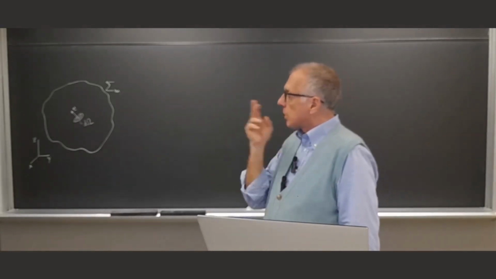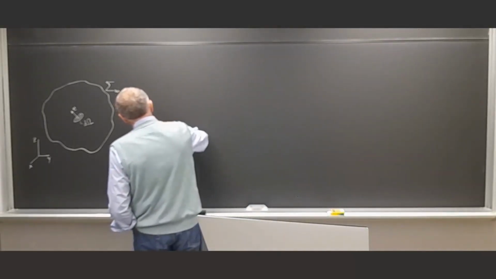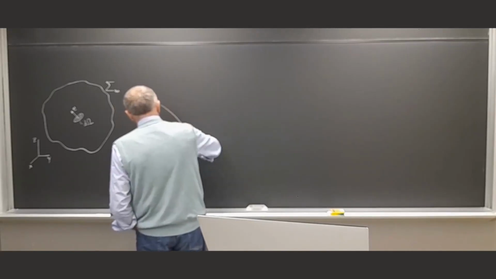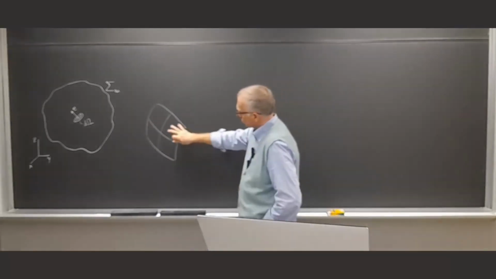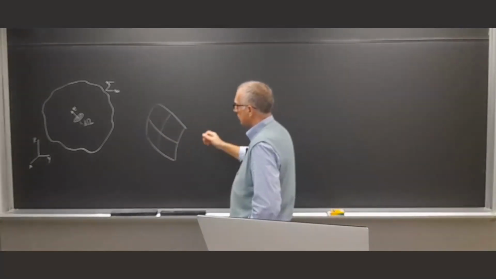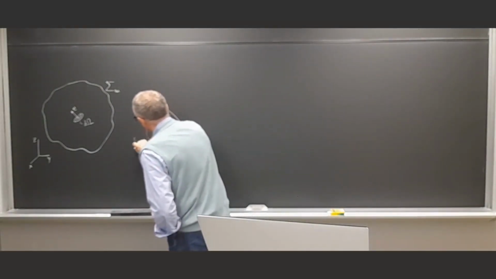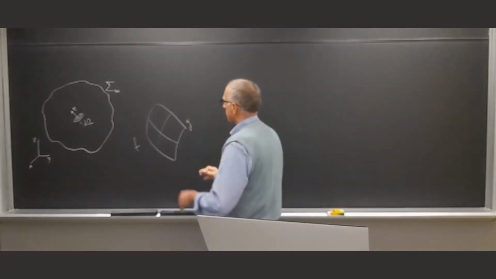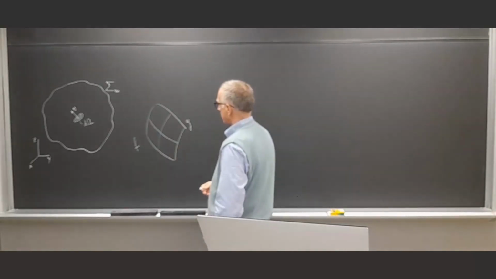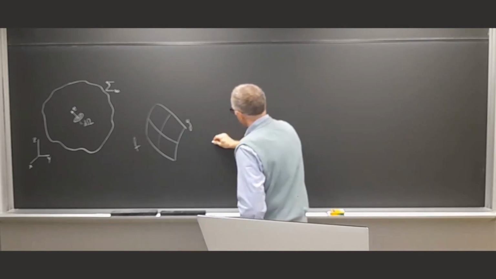Because, for example, there is an important aspect when you have an interface. So this is supposed to represent an interface between two phases. For example, let's say F on one side and G on the other side. Two different phases separated by an interface.